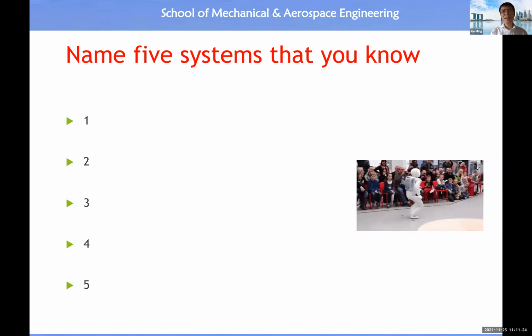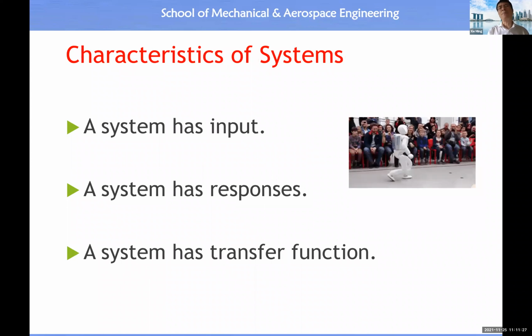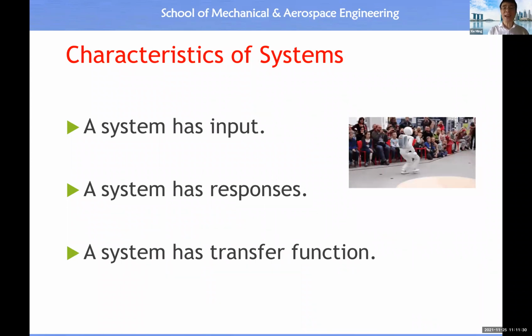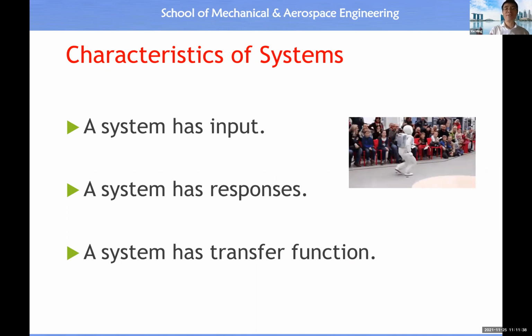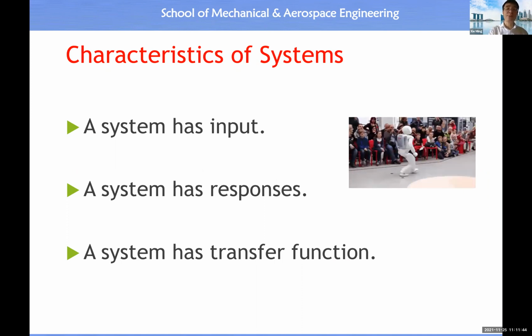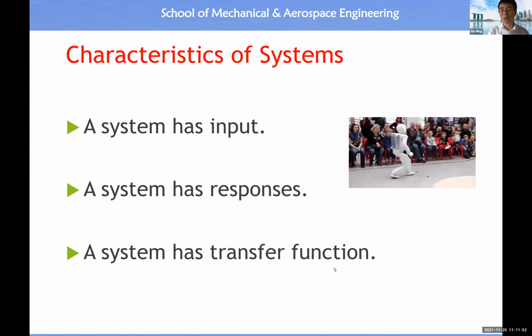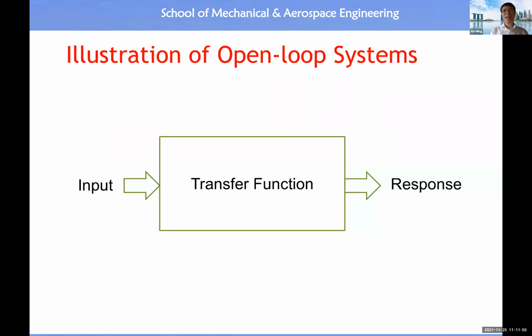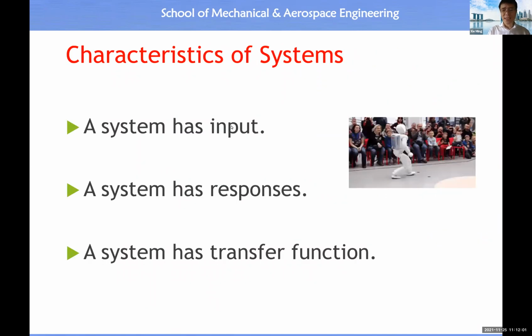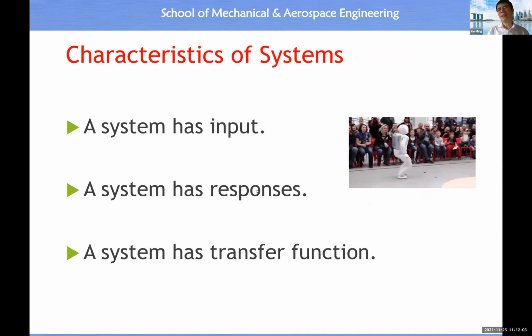Based on these examples of systems which are familiar to you, you should be able to understand that for every system, there must be an input. For every system, there must be an output. For every system, there must be an inner process which produces the output from the input. So in technical terms, the system has an input, the system has a response, and the system has a transfer function.